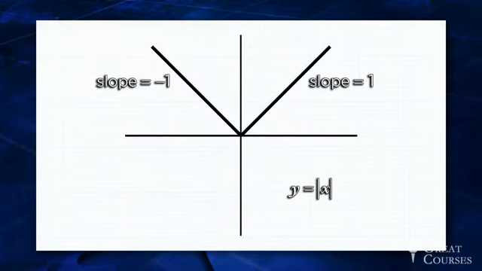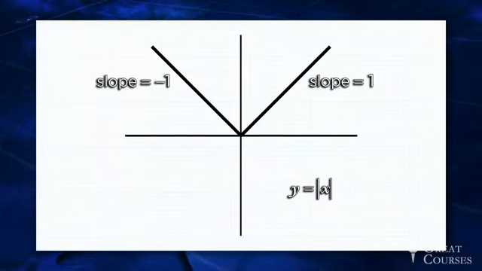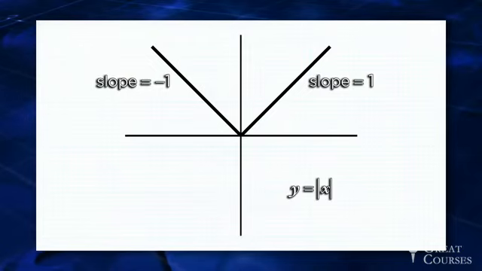This is a crucial example in calculus of a function that is continuous. I can draw the graph of that function without lifting up my pencil, but it's not differentiable at the origin. It's not smooth like a polynomial is. It's got a sharp corner there.